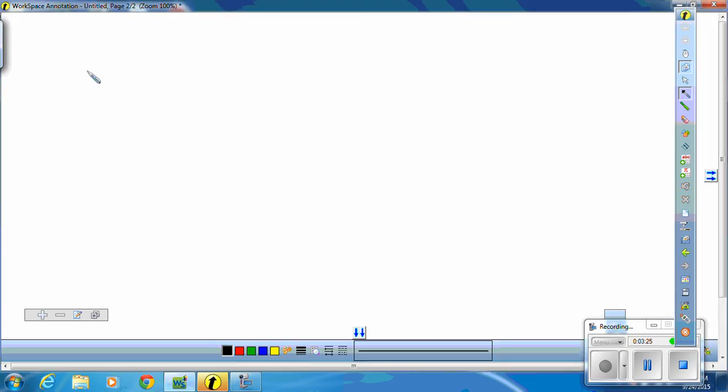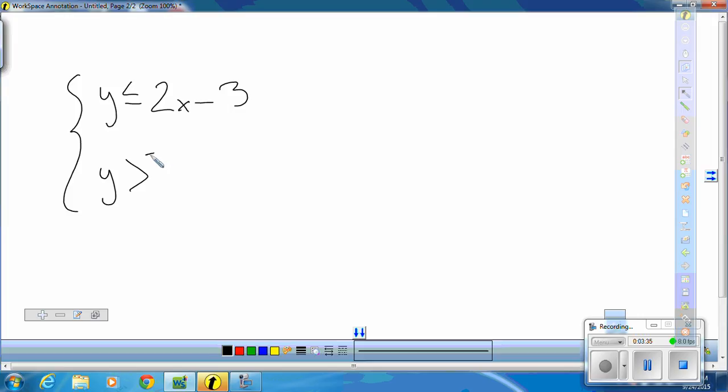Now, we can also have systems of inequalities. So I've got y is less than or equal to 2x minus 3, and y is greater than -1/3 x plus 2. All right? So this is a system of linear inequalities because instead of an equal sign, they have the less than and greater than sign. And it is very important to note that to solve a system of inequalities, the graph is your answer.